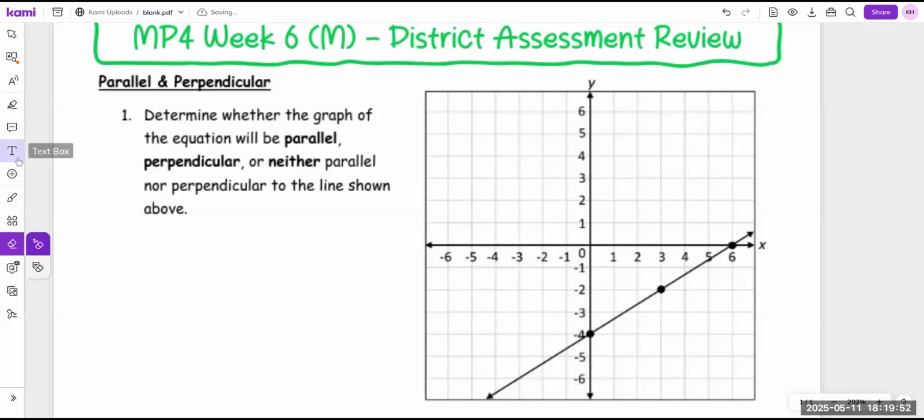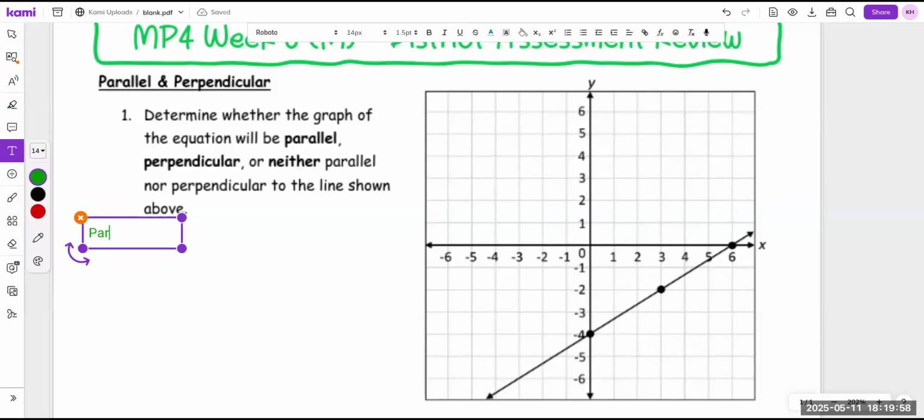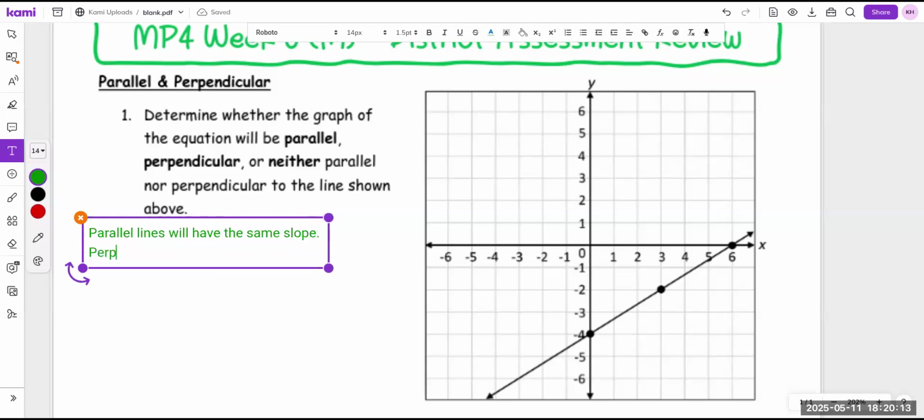So a couple things that we need to remember, and I will just type them so that you can see. Parallel lines will have the same slope, right? So we need to have equal slope. If two lines have equal slope, they are parallel. Perpendicular lines, they are like completely opposite, right? So parallel lines are two lines that are never going to touch, right?